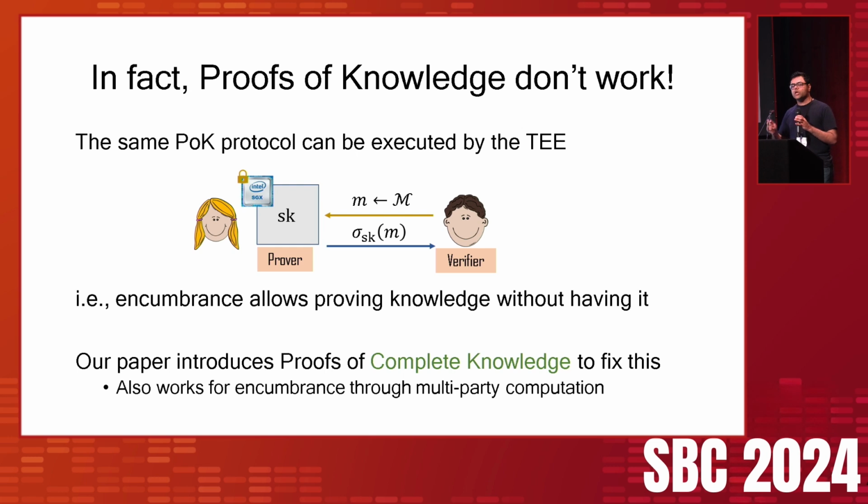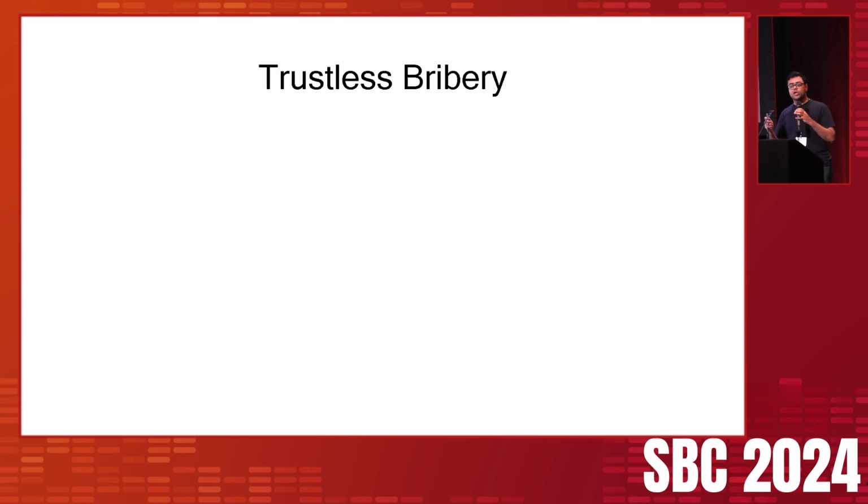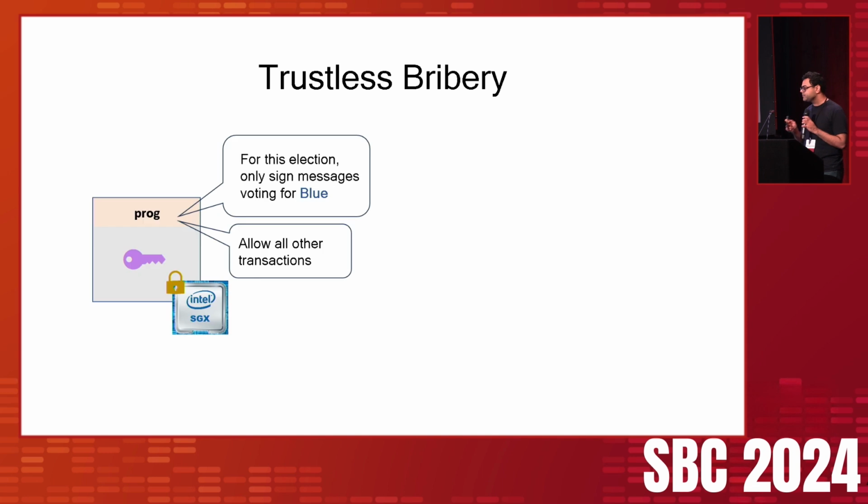And in general, this encumbrance will also be for something like multi-party computation, not just trusted hardware, but I'll focus on trusted hardware in this talk. So before I get into complete knowledge protocols, I'll first describe why it's important to prevent against these key encumbrance by showing some attacks based on this. The first one I'll show is trusted bribery, and this is the main one I'll focus on.